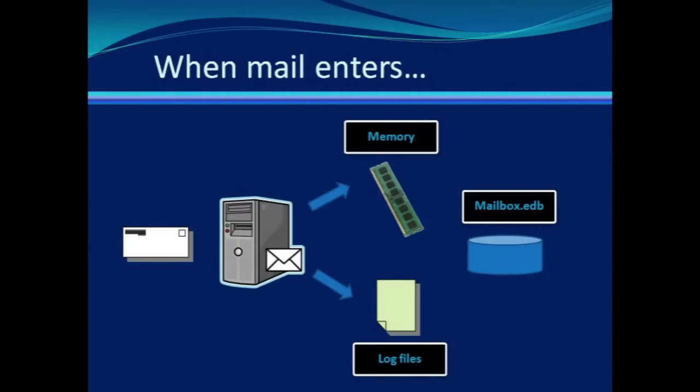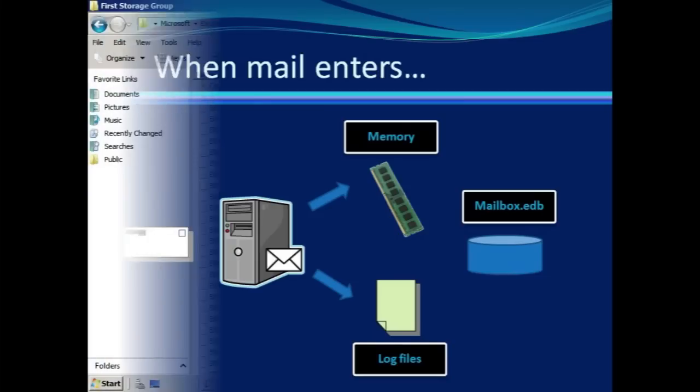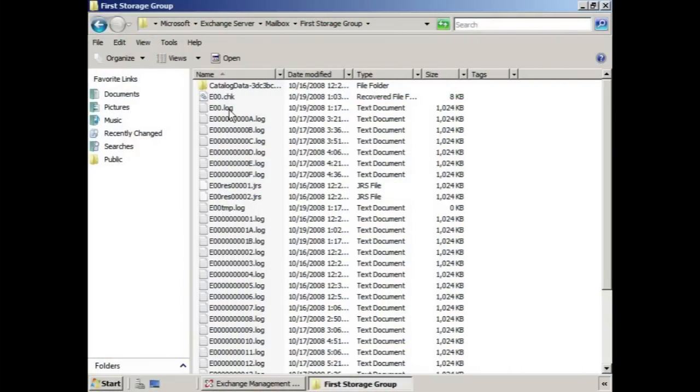When email comes into the server, it goes into the memory and is written to the logs, and then eventually that information is written to the database. Each log is 1 megabyte in size, so these logs help to provide a redundancy for your mail. You'll note that the current log is e00.log. When that reaches the 1 megabyte limit, it's closed out and it's renamed to something with a much larger name, and then the next log is started.